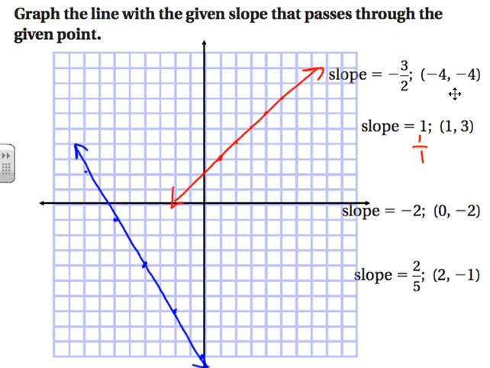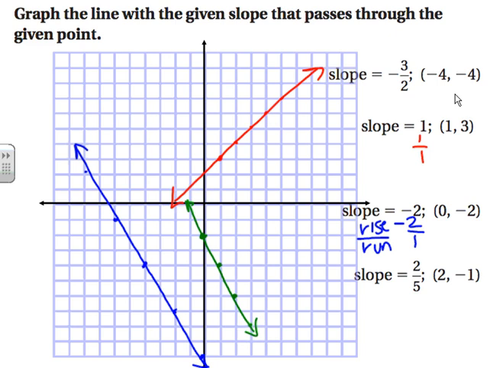The second one, we're going to write this as -2 over 1. So rise means we're going to go down 2. Run, we're going to go right 1. Let's do that one in green. So starting at 0, -2 right here. Down 2, right 1. Down 2, right 1. Down 2, right 1. And then connect your points.